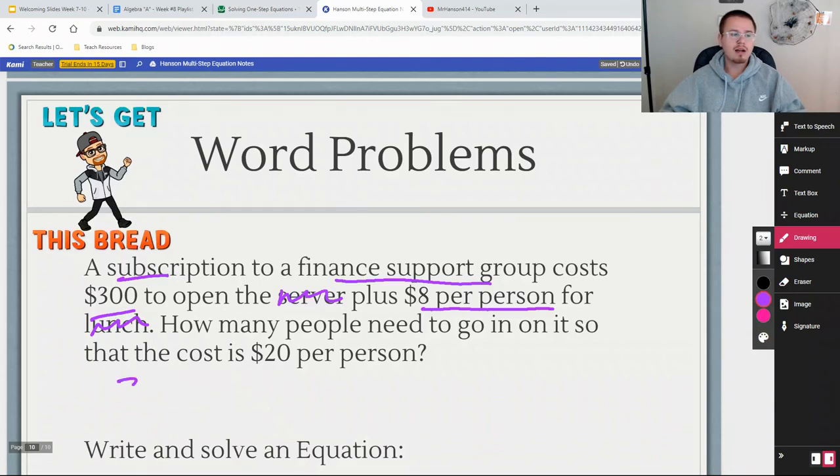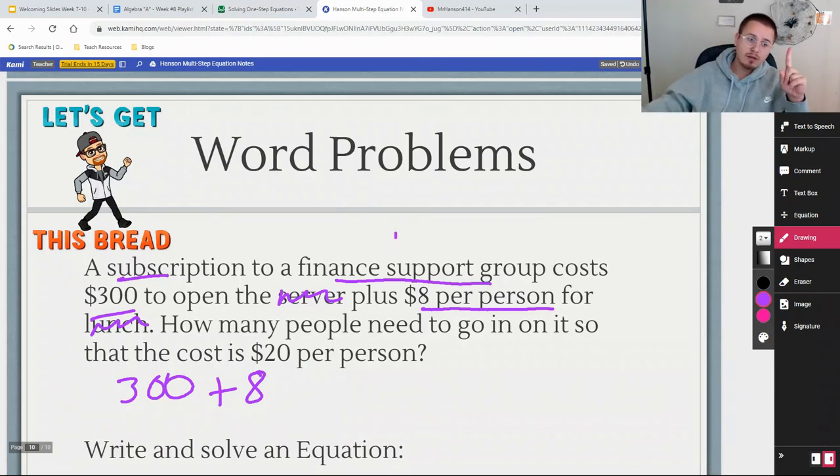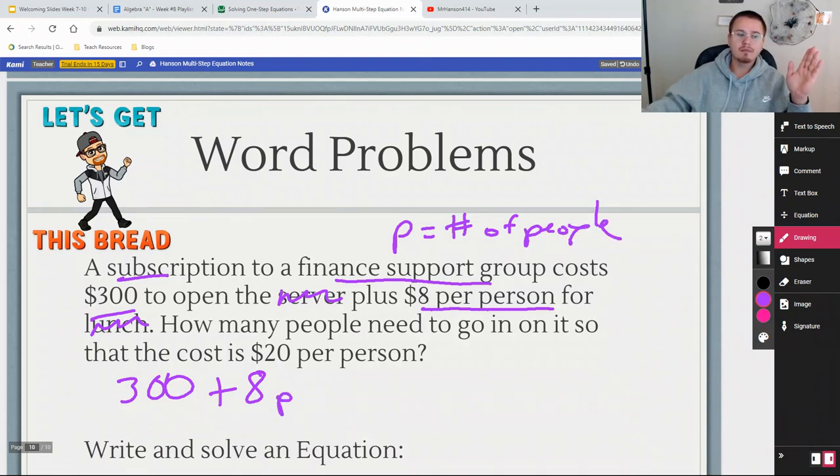Well, $300 is there, right? Is there a variable next to that? Is it going to change? It's just $300. Now it's another $8 per person, so I got to write an 8. Do I know how many people are there? Nope. That's where you say, okay, I got to define a variable. Say P equals number of people. So 8P. Now that's one side. And that's going to be equal to something.